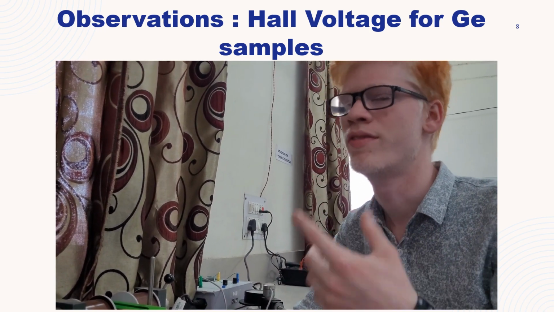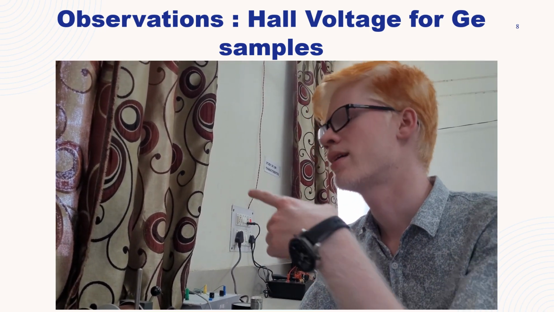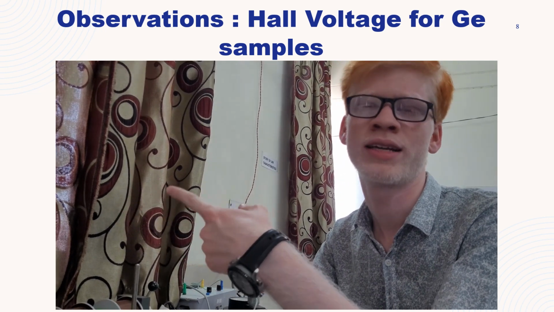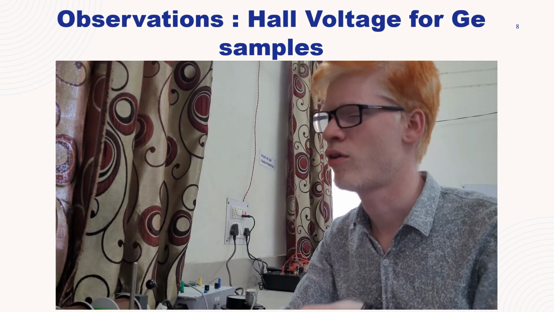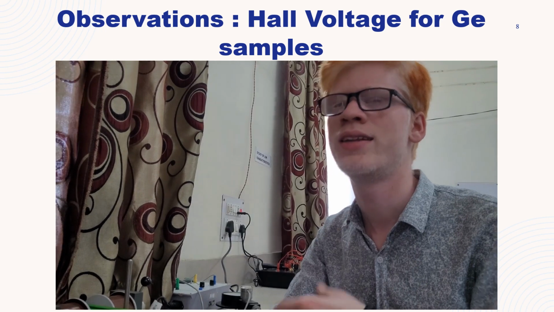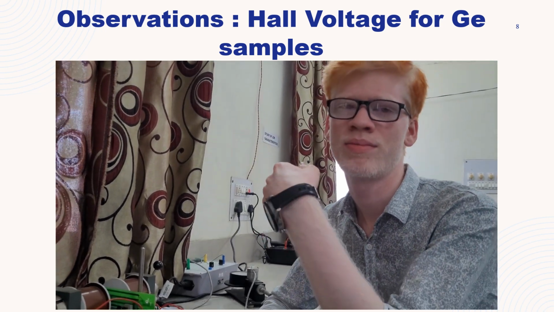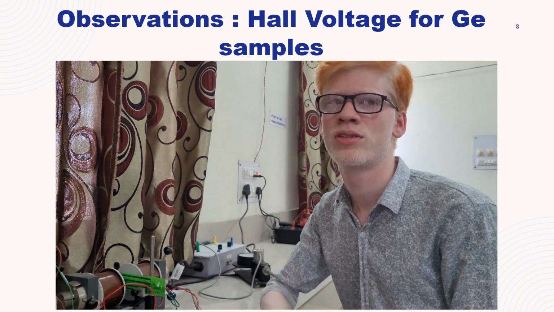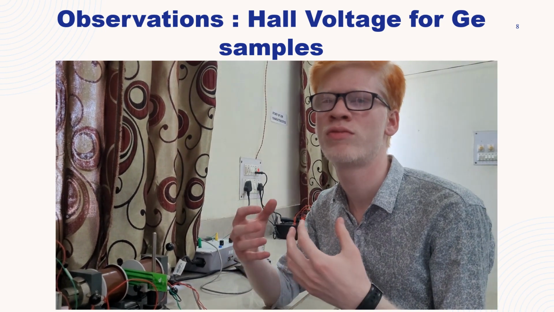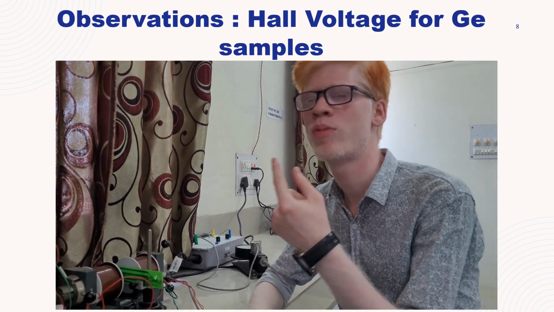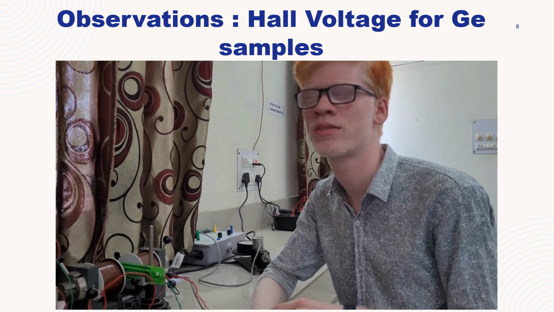And it's important to note that as the Hall voltage was increasing with Hall current for the P-type germanium crystal, it will decrease with increasing Hall current for the N-type. So the Hall coefficient for P-type germanium crystal will be positive, and the Hall coefficient for N-type germanium crystal will be negative.